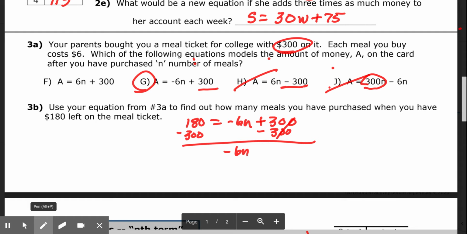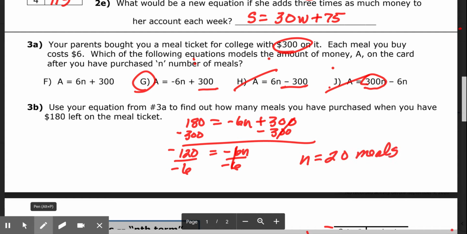Negative 6N equals, and 300 basically minus 180 gives you 120. It's a negative, so you divide by negative 6. So 6 goes into 12 two times, and then you have the 0. So N equals 20 meals.